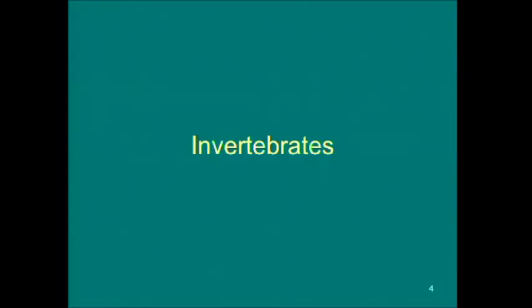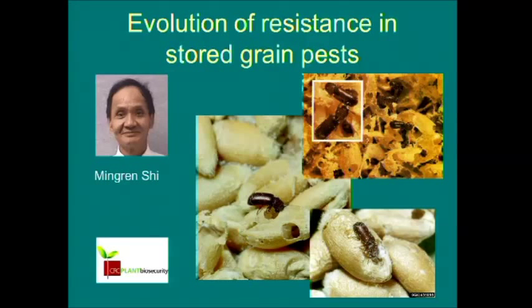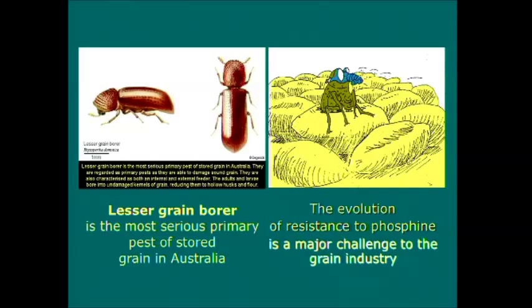So into the world of invertebrates first. So just a couple of examples. This one's actually the most far back in history. Evolution of resistance in stored grain pests, which is a good lead into the next talk. This work was actually done mostly by my student, Mingren here, funded by the CRC, Plant Biosecurity. He looked at lesser grain borer, which is a serious pest of stored grain and faces the challenge of evolution of resistance to phosphine.